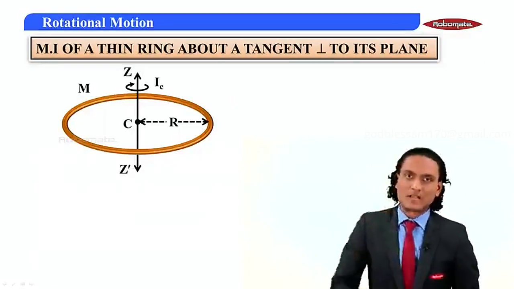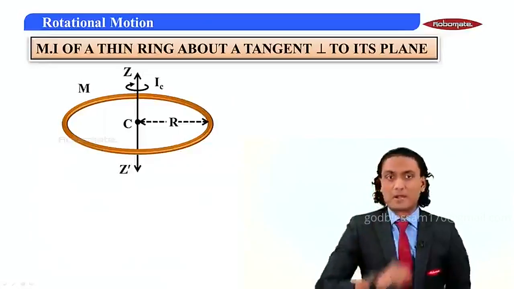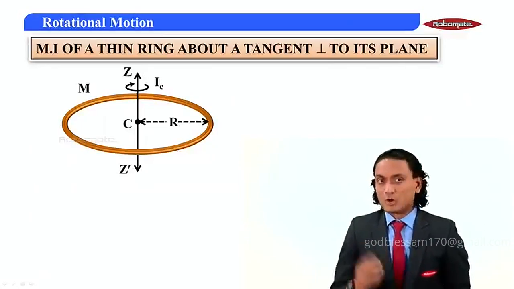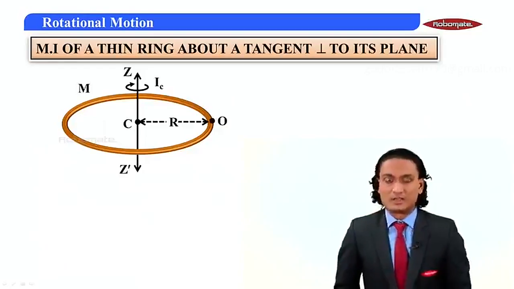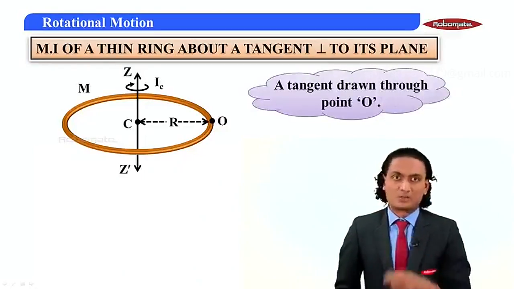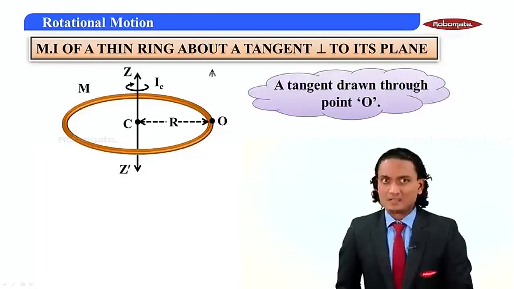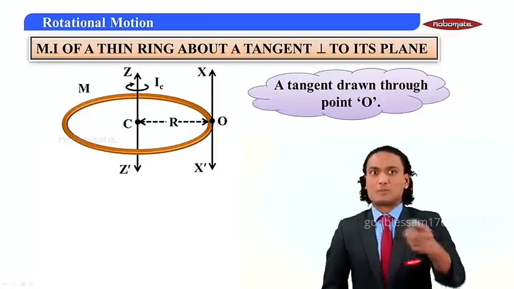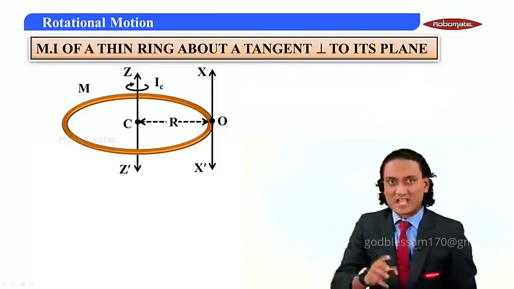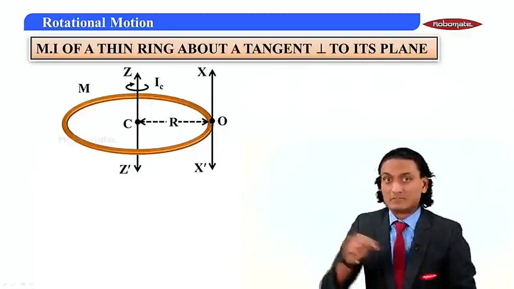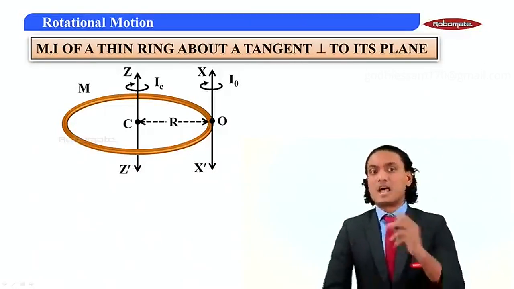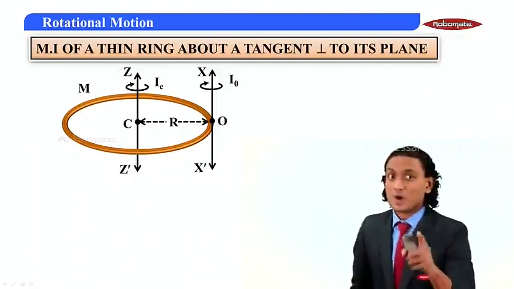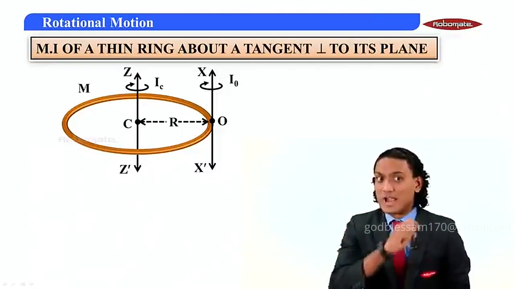Now, look at the title. Tangent perpendicular to its plane. So, I have to draw a tangent. For that, let me take point O on the circumference of the ring and let me draw a tangent through point O. But this time, the tangent is perpendicular to the plane of the ring. So, here x dash is our tangent. Now, if this ring rotates about the tangent, then its moment of inertia is I naught. Now students, what we need to find out? We need to find out I naught.